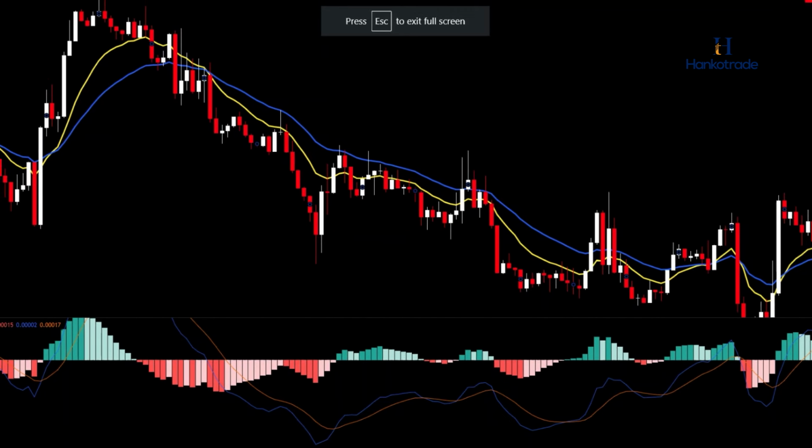Now, let's discuss the various strategies that you can employ with the MACD indicator. First, a common mistake that traders make is using the indicator in isolation. Let me illustrate why relying solely on the MACD can be a problematic approach.